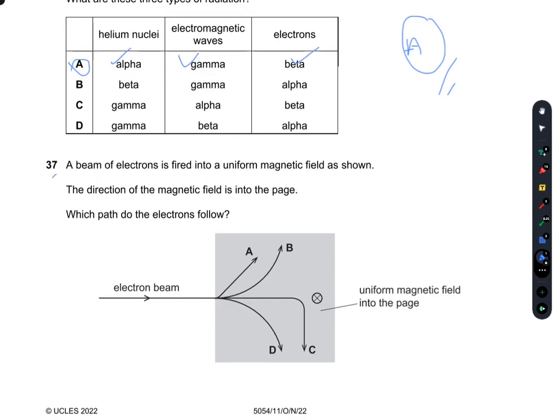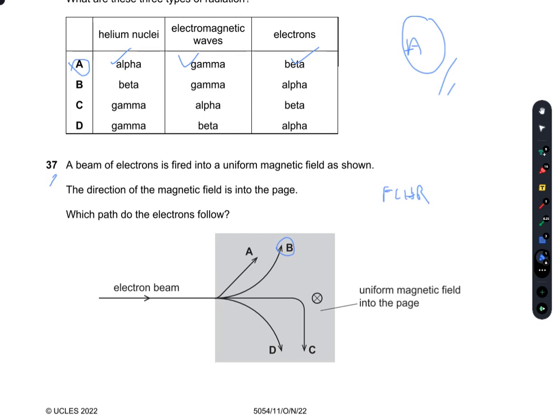Question number 37. A beam of electrons is fired into a uniform magnetic field as shown. The direction of the magnetic field is into the page. Which path do the electrons follow? Now the magnetic field is into the page. The electron beam is moving towards the right. Apply Fleming's left hand rule. Then you can definitely say B is the right answer, but it is not.